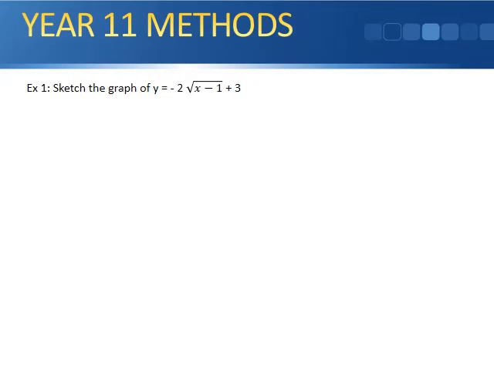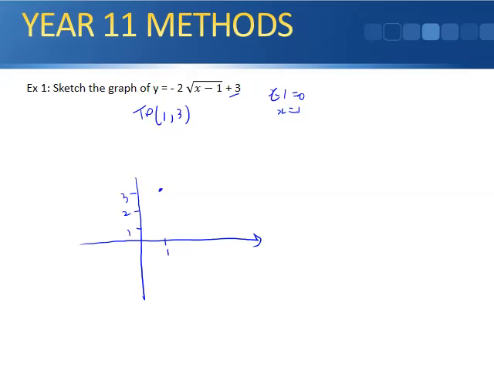Example 1 says sketch the graph of y equals negative 2 square root of x minus 1 plus 3. So when we look at this one, it has a turning point when the x minus 1 equals 0, therefore at x equals 1, and at positive 3. So the turning point is at 1, 3. So if I was to sketch it, then I get at 1, 1, 2, 3.